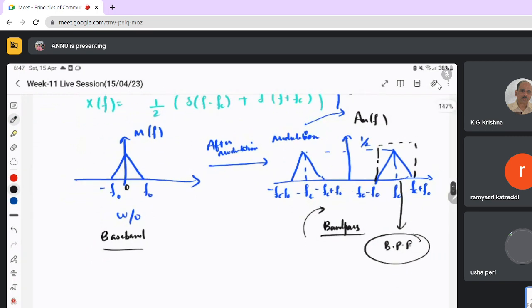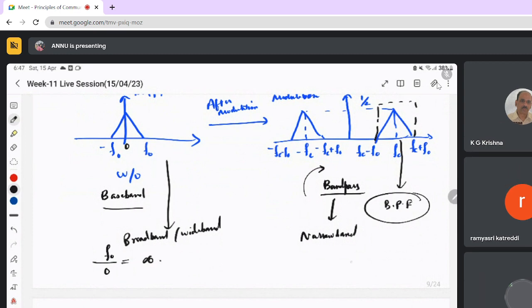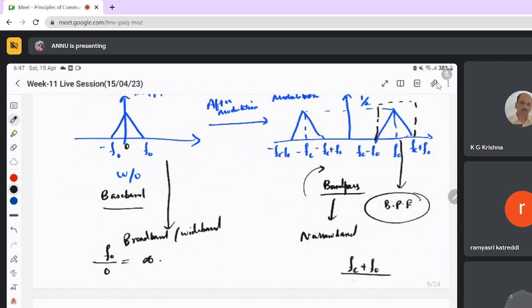In fact, this band pass signal is also known as a narrowband signal, and this baseband signal is also known as broadband or wideband. Why is this? Because the higher frequency component, F naught, divided by lower frequency component 0, is infinity, and here the higher frequency component Fc plus F naught divided by lower frequency component Fc minus F naught is somewhat less than 1. I explained this one. So this is the terminology for baseband and bandpass, narrowband and wideband.